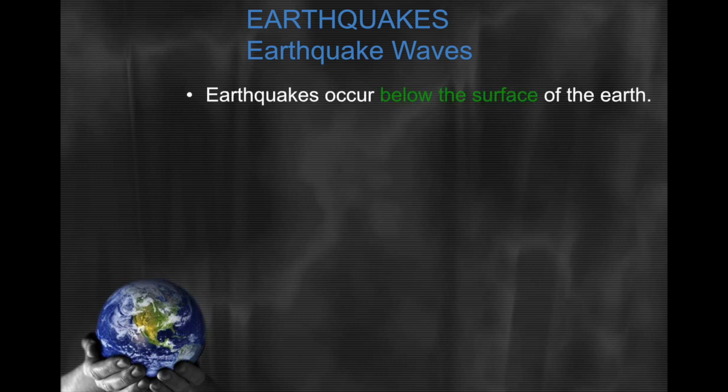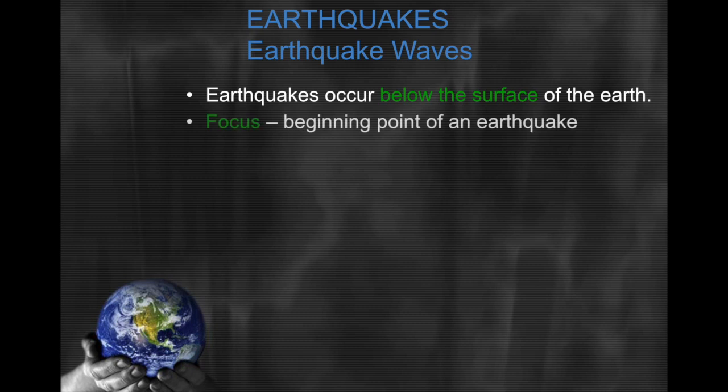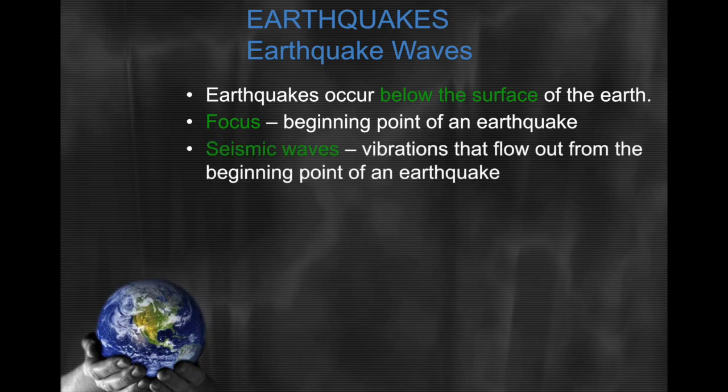Earthquakes occur below the surface of the Earth, and the focus is the beginning point of the earthquake. This is where the movement begins. The movement creates vibrations that flow out from the beginning point to a certain area depending on how big those waves are, and they are called seismic waves.